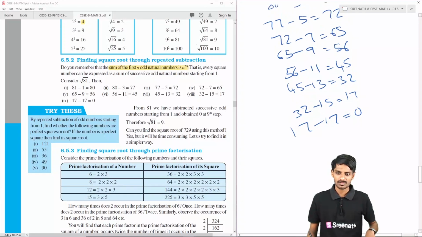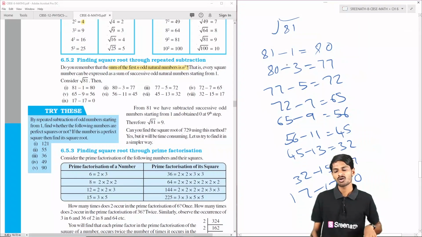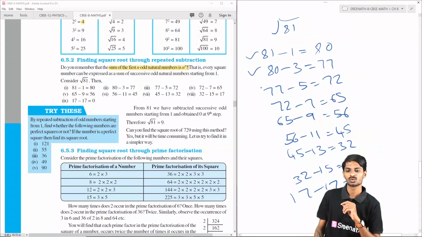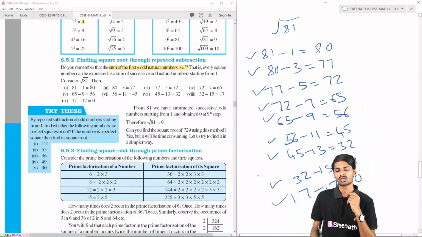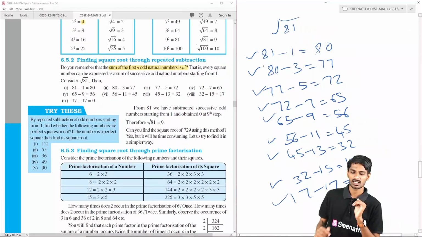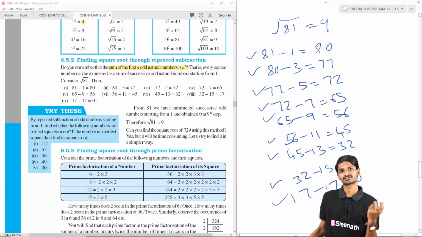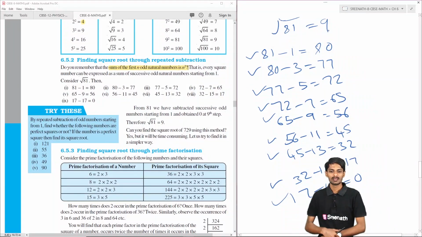How many odd natural numbers have we subtracted? 1, 2, 3, 4, 5, 6, 7, 8, 9. So 9 successive odd natural numbers we have subtracted. So the square root of 81 is equal to 9. That's it.